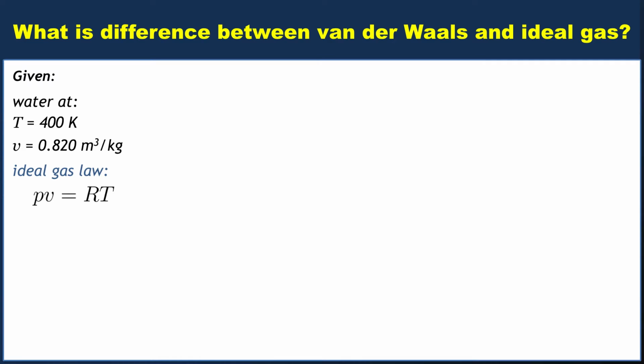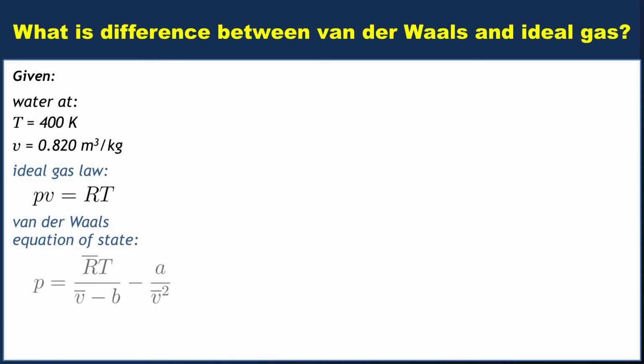The van der Waals equation of state tells us that the pressure is this kind of complicated looking arrangement of R bar, temperature, V bar, and then these two constants A and B that are associated specifically with the van der Waals equation of state. You can look them up in your book in table A24, and we'll do that in a minute. But first, let's see what answer we get with the ideal gas law.